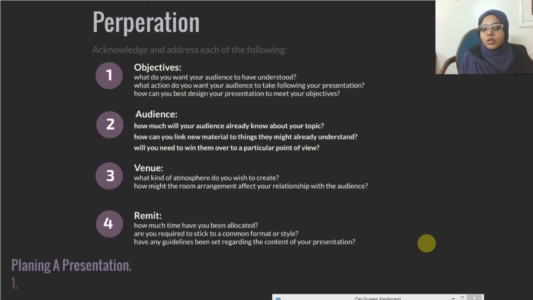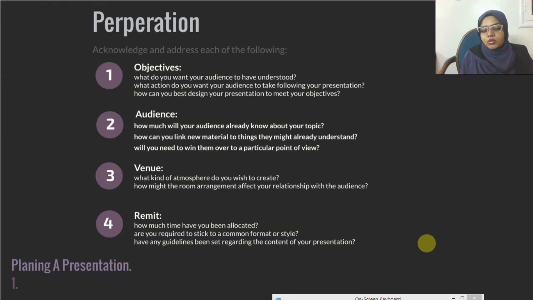Number two, your audience. How much will your audience already know about the topic? This matters because the material or the information you will put in the body of the presentation will be dependent on such elements. How can you link new material to things they might already understand to bridge the gap? Will you need to win them over to a particular point of view? Are you trying to persuade them of a specific subject?